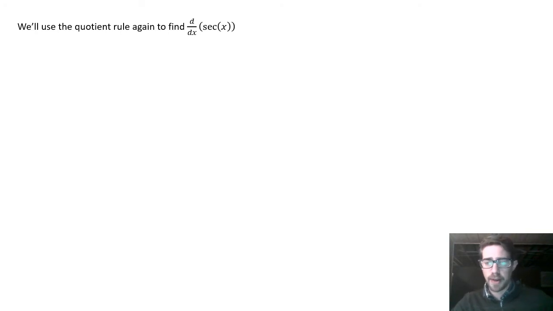Okay, we'll do one more, and then I'm going to leave the other two, I think, to you on some quiz or another. We're going to use the quotient rule again to find the derivative of secant. We don't need to do it by definition. We did that with sine.